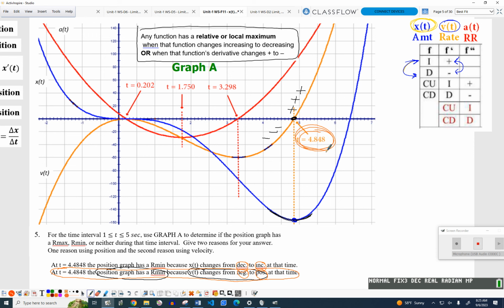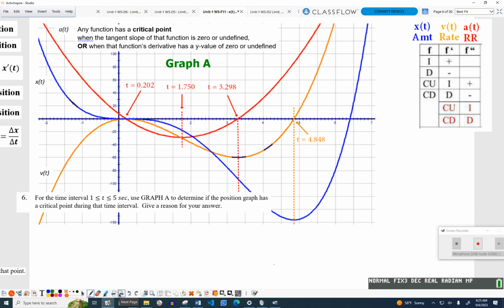Okay, next thing. Another new definition. It says, use the graph to determine if the position ever has a critical point. Critical point, relative min, and relative max are not the same, but they're extremely related. Any function has a critical point when the tangent slope of that function is either 0 or undefined.